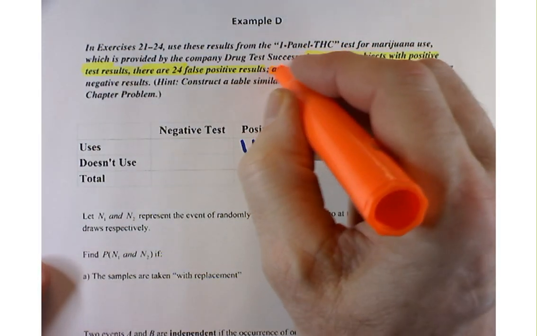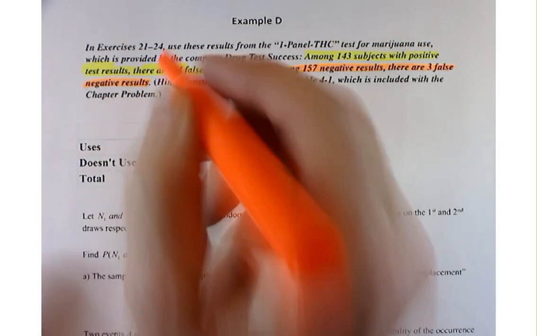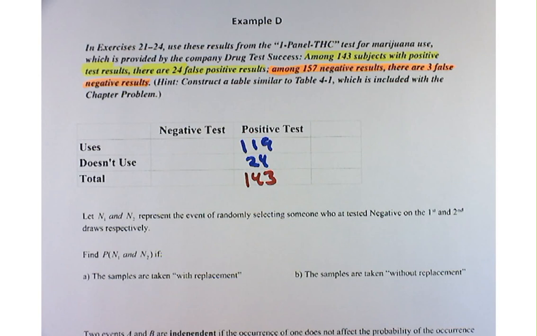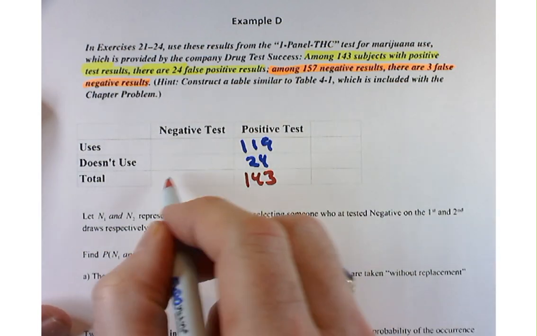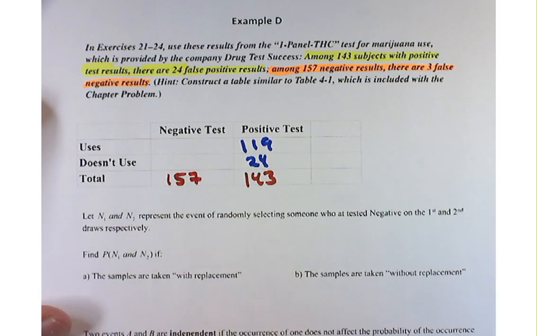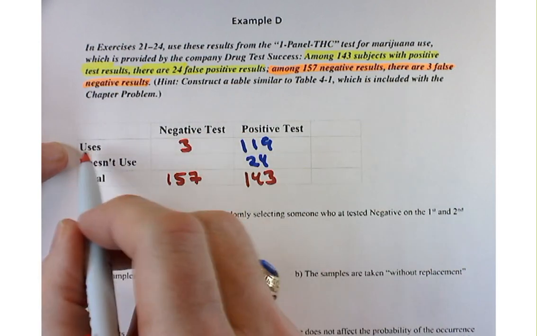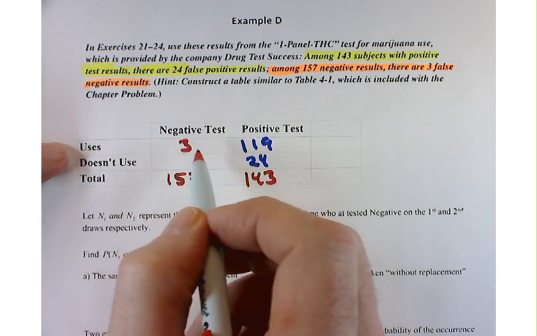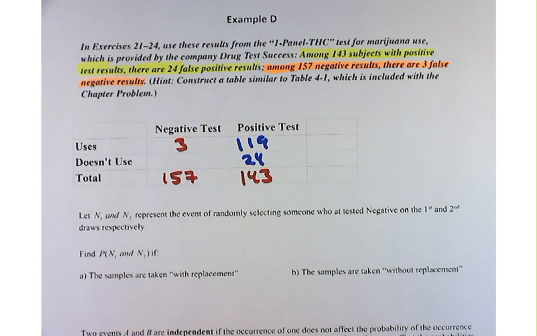Among 157 negative results, there are 3 false negatives. So where's that 157 going to go? Total negative. 157, those are your negative tests. You've got 3 false negatives. Uses. So they use, but they got a negative test, so that would be a false negative test. What's going to be here then? 154.